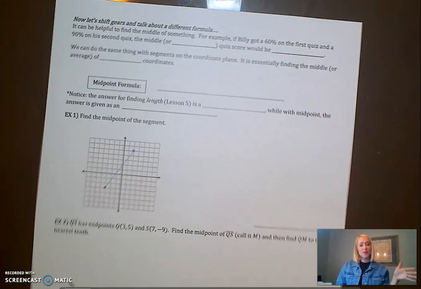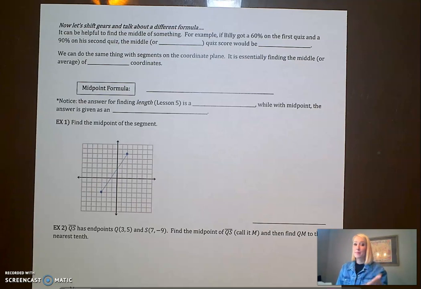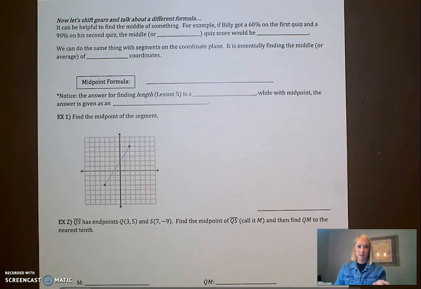Okay, more difficult formula out of the way. Now we're going to shift gears and talk about the midpoint formula. It can be really helpful to find the middle of something. That's what a midpoint is.